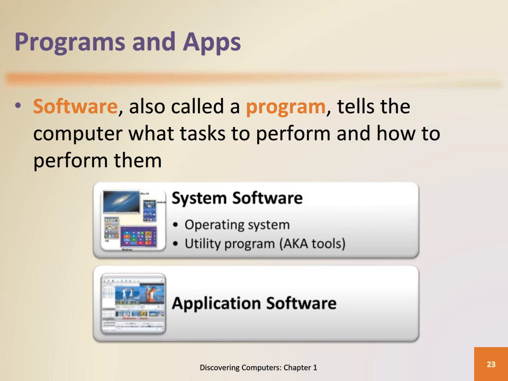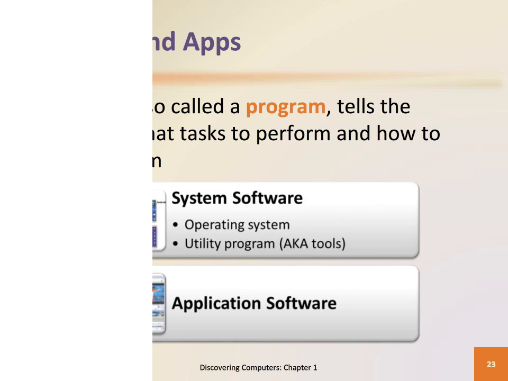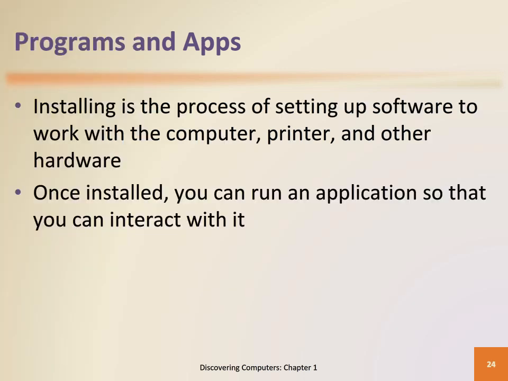Application software allows you to perform a wide variety of tasks. Application categories include productivity, graphics and media, personal interest, communications, and security. Installing is the process of setting up software to work with the computer, printer, and other hardware. Once installed, you can run an application so that you can interact with it.